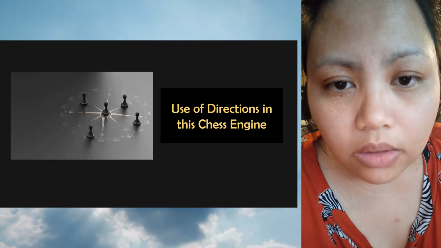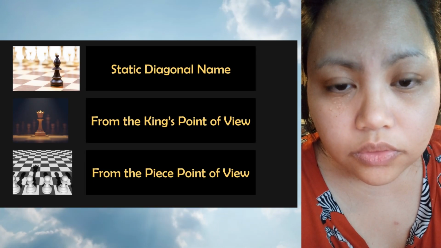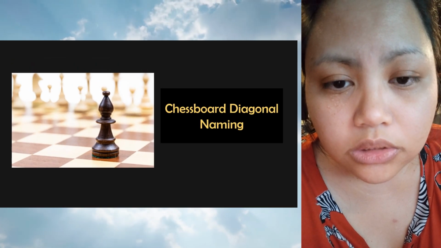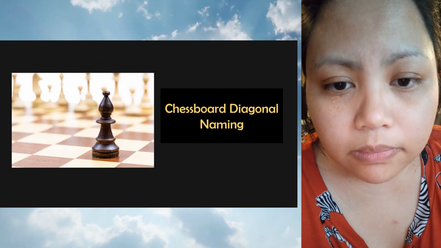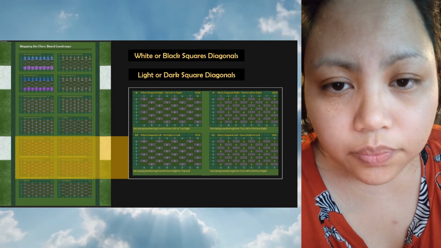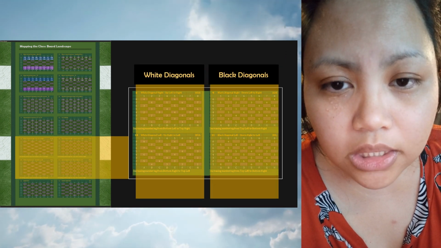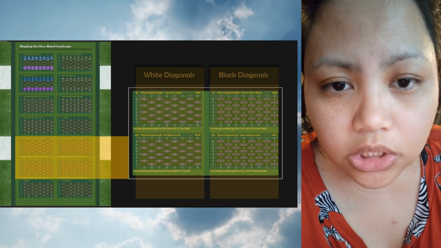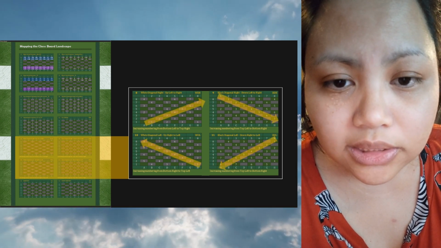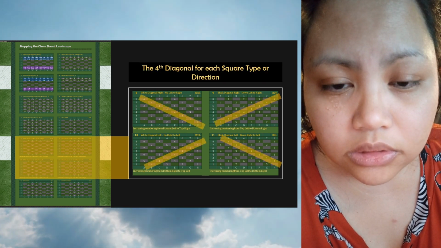A presentation on how directions are made, to enhance the chess engine's capability to calculate the next legal moves, threats, and opportunities. So there's a static mapping. It doesn't change. The values don't change; the assignment or the labels are static to each cell, but that's only for diagonals.